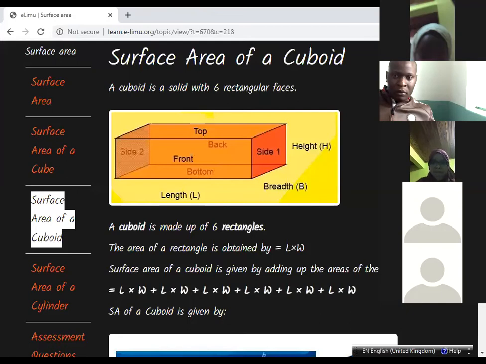Surface area of a cuboid. A cuboid is a solid with 6 rectangular faces. A cuboid is made up of 6 rectangles. The area of a rectangle is obtained by length times width. Surface area of a cuboid is given by adding up the areas of the 6 rectangles. Length times width plus length times width. SA of a cuboid given by.